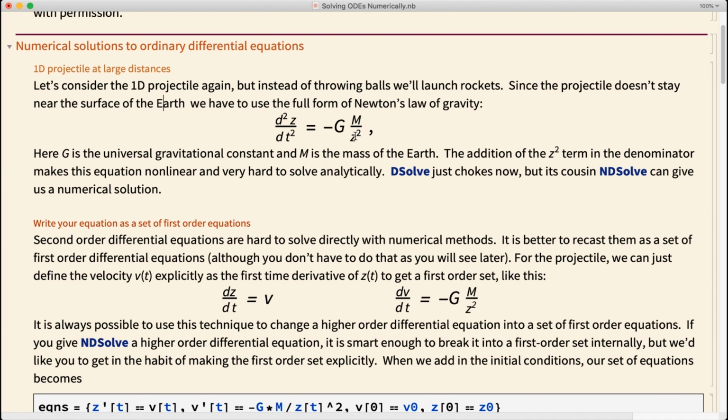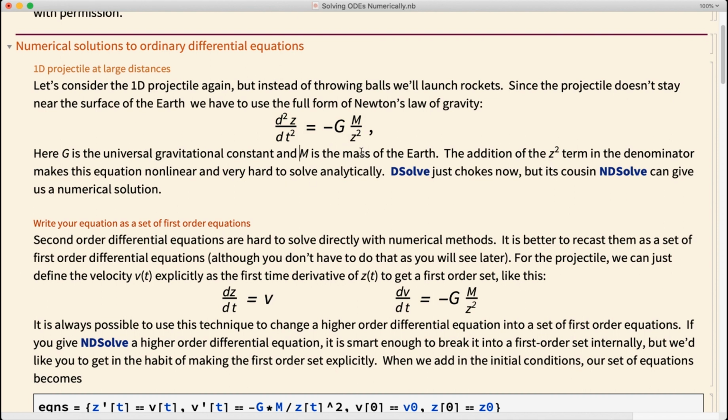So instead of just assuming the acceleration of gravity or the force of gravity is constant, we are going to use the expression that is more correct, that says the force of gravity decreases like 1 over r squared, the distance from the center of the planet squared. Here G is the universal gravitational constant, M is the mass of the Earth, and Z is the distance from the center of the Earth.